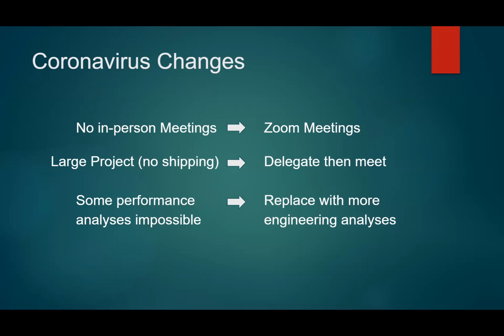And so, of course, as you're all aware, we've had a couple of changes lately due to the state of the world at the moment. Since we have no in-person meetings, we've transferred to Zoom meetings, just like we're doing right now. By the end of the winter quarter, we weren't able to implement or be finished with the project like we were planning. And since it's a very physically large project and we didn't want to ship it anywhere because that would be very costly, we delegated certain tasks to each individual, and then we'd meet up as possible to implement all those together. And then, of course, some performance analyses would be impossible with current states of affairs, and so we're going to replace those with more engineering analyses.